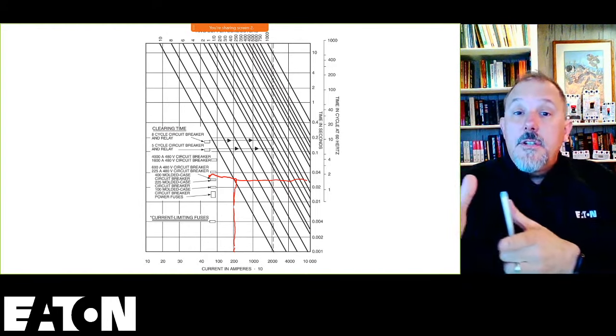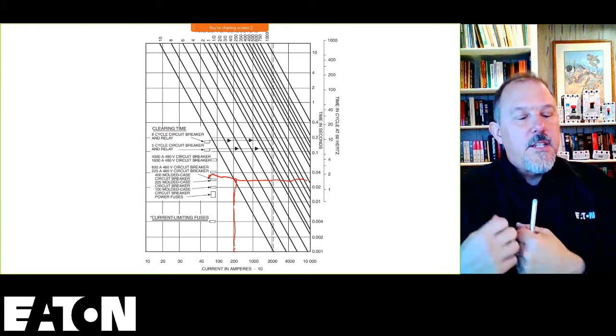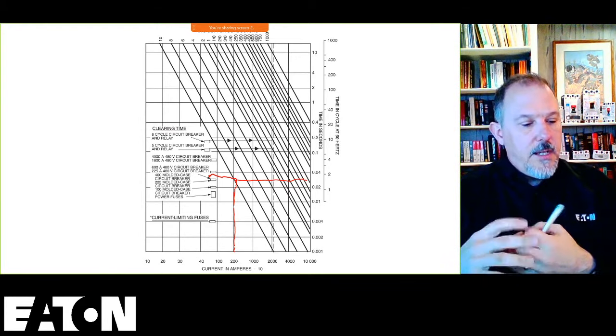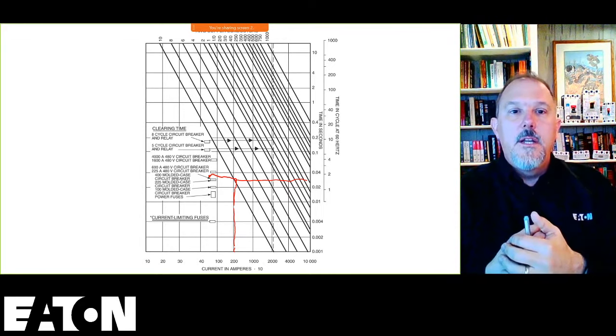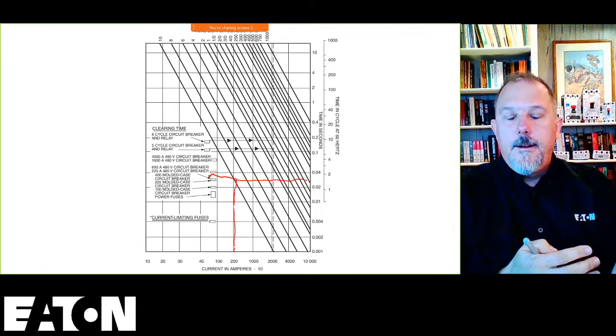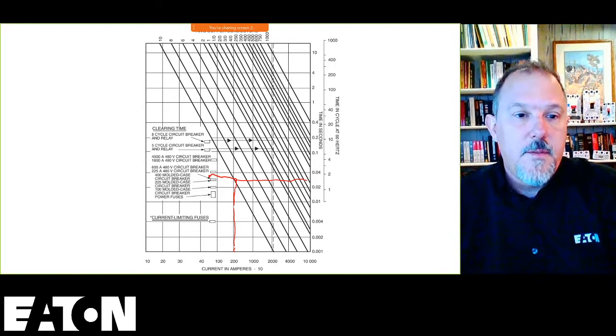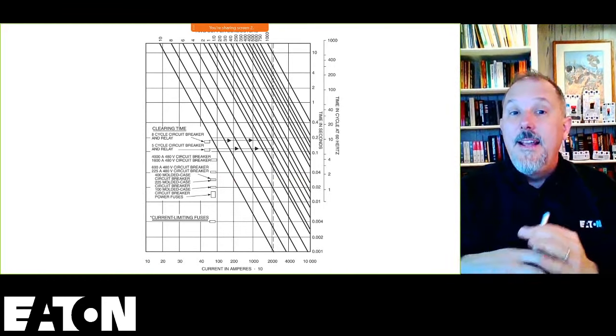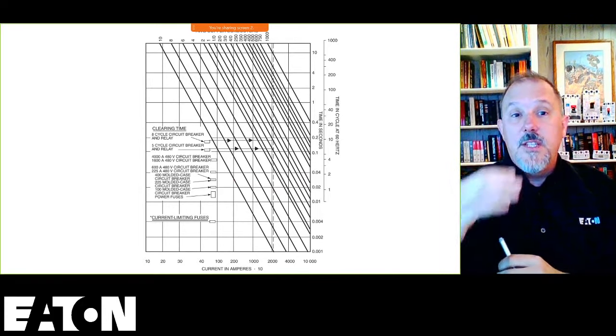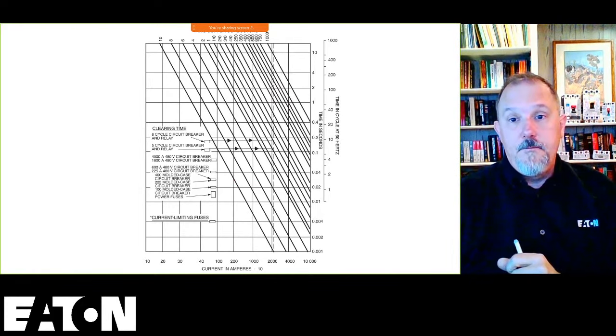As the conductors get smaller, you really need fast clearing times, and that's why when you get down to the small conductor sizes, there are some special things you need to think about from an overcurrent protective device perspective to make sure that you provide that high short circuit protection, because these damage curves are pretty far to the left.